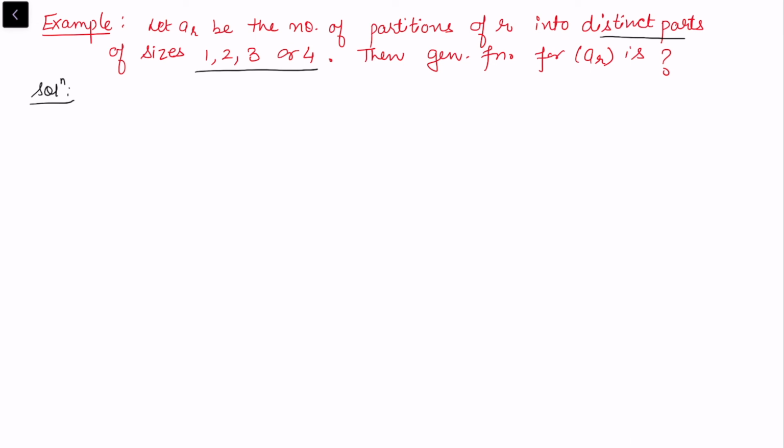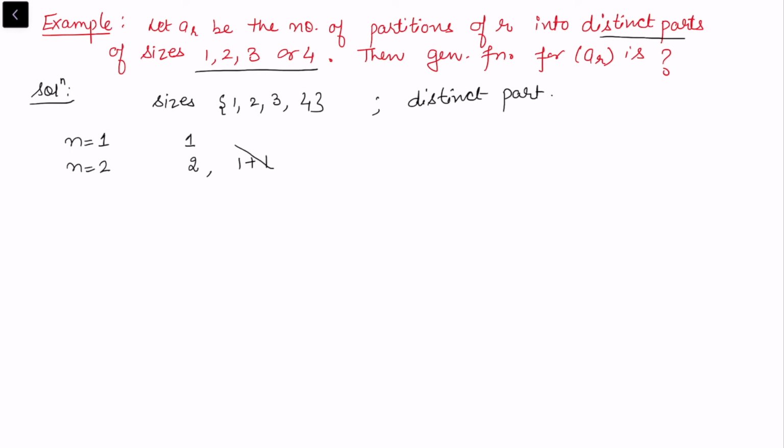So what do I mean by distinct parts of sizes? The sizes are defined first of all, and we can use sizes 1, 2, 3 or 4, and then we also said that the parts are distinct. So that means a part of a particular size cannot repeat. For example, when I take n equal to 1, then 1 is allowed. When I take n equal to 2, 2 is allowed. 1 plus 1, this particular partition is not allowed because here the part is repeating. Because 1 as a part repeats, but we want parts to be distinct.